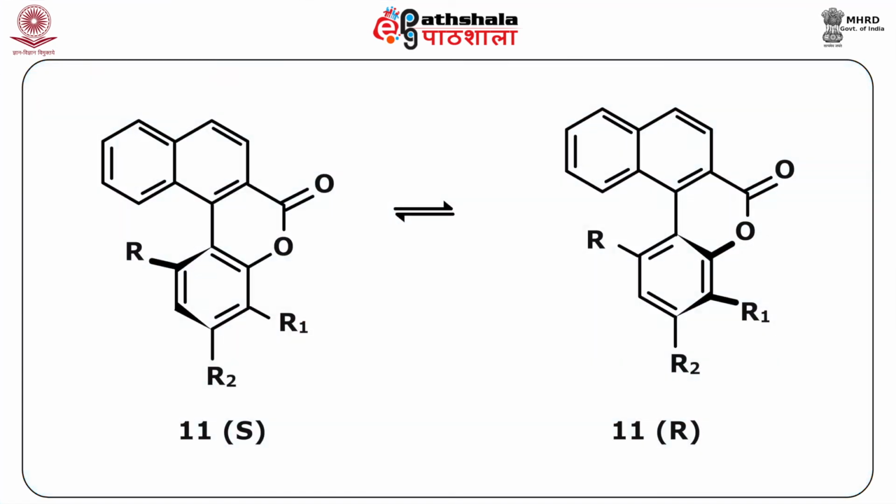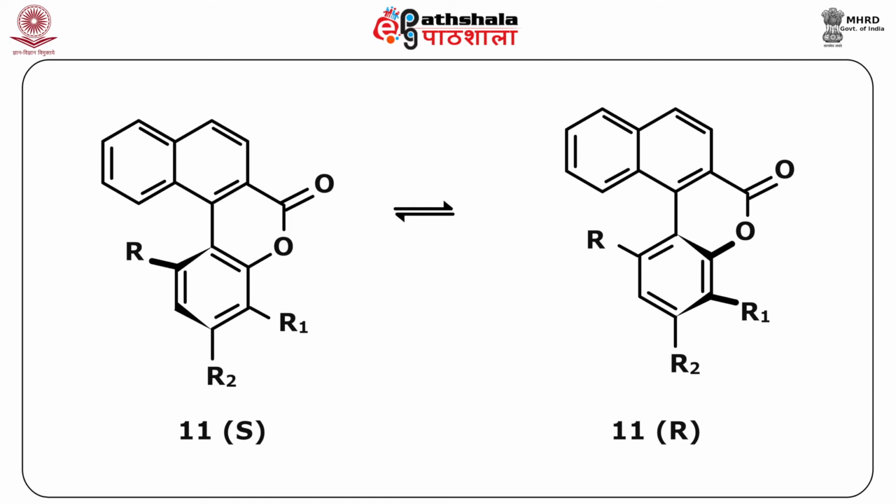If the ring size is a 6-membered bridge, it still considerably facilitates the rotation, but to a lesser extent. In benzonaphthopyranones, that is molecule number 11, they exist as a racemic mixture of their helically distorted enantiomers, that is S and R, the molecules M and P.